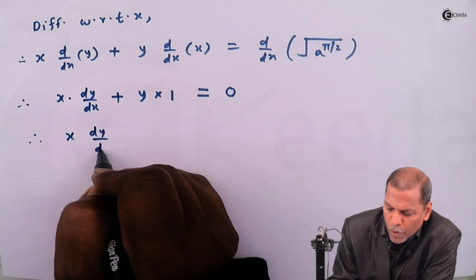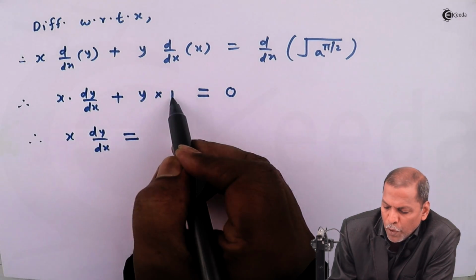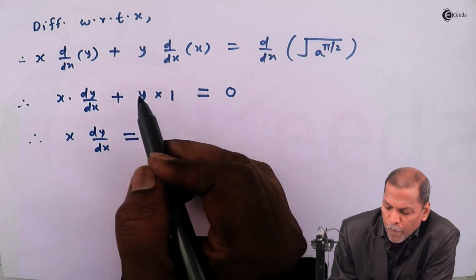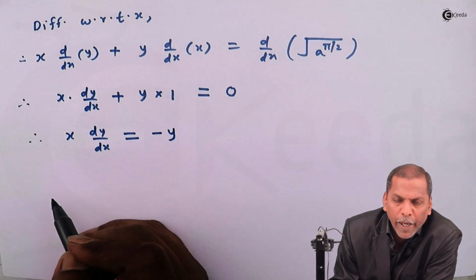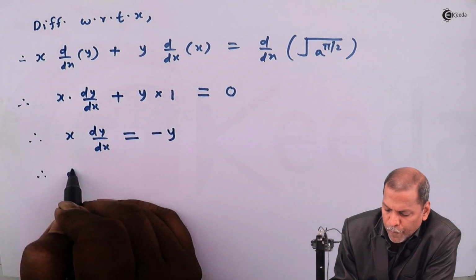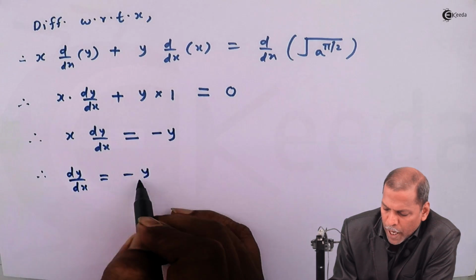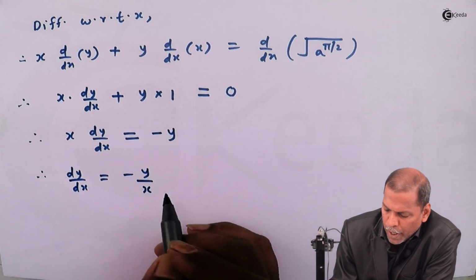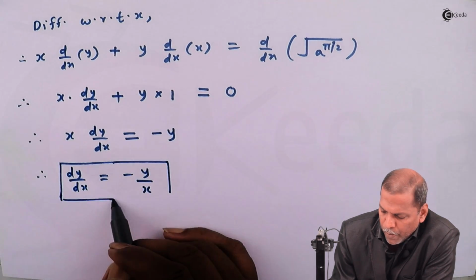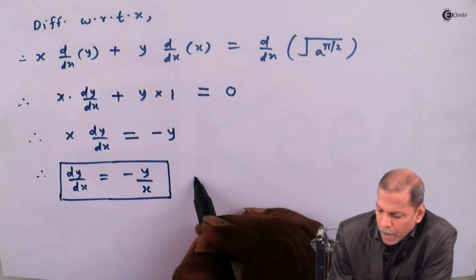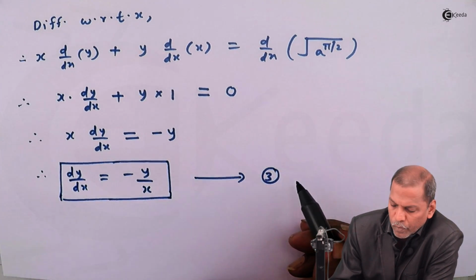So the next step will be x into dy by dx is equal to y into 1 we get y, and then if we shift it to the right hand side, we get minus y. So the next step will be dy by dx is equal to minus y upon x. So this is called the first order derivative. Let us denote this as equation number 3.